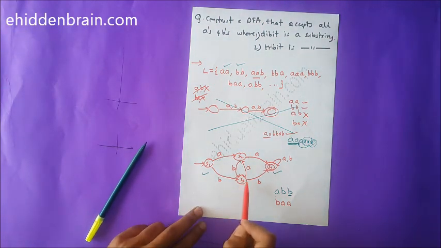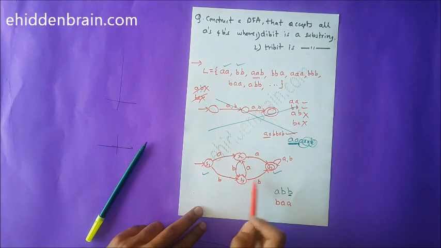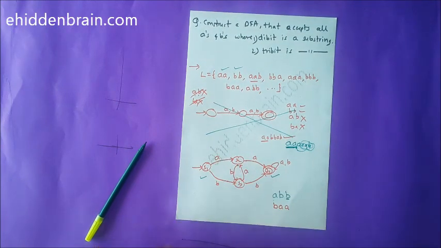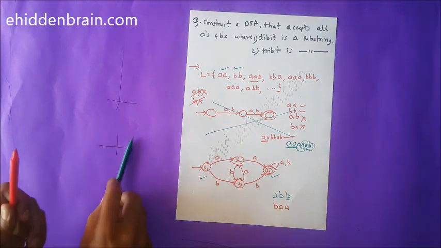And you can see this S3 is also in DFA because A is covered, B is covered. S2 is also in DFA because A is covered and B is covered. And hope this is the correct DFA. Let's try to validate our strings.